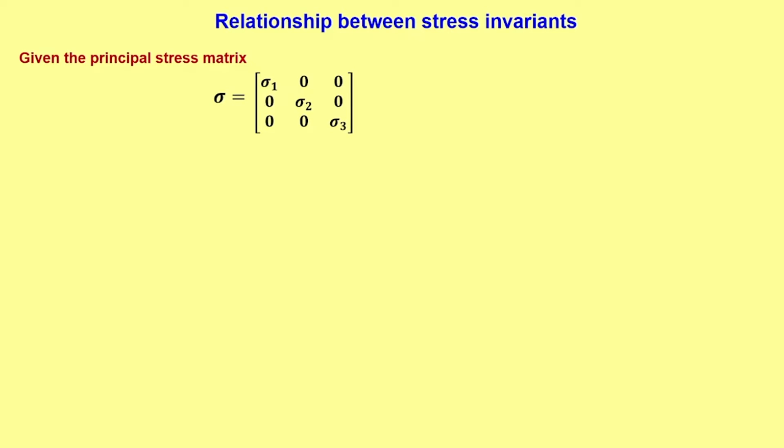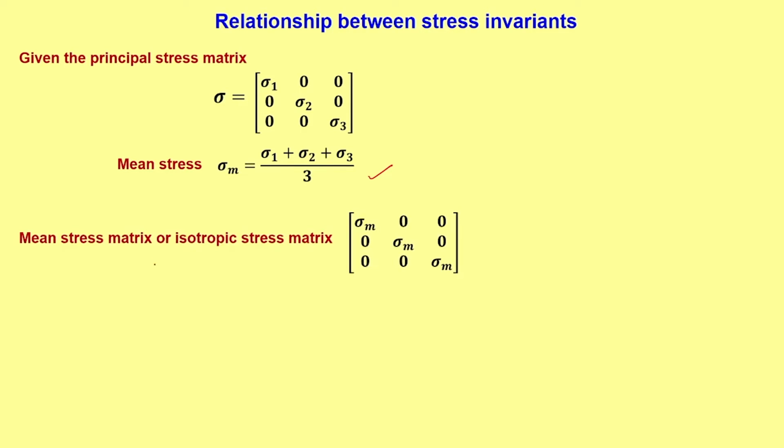We have seen that the principal stress matrix gives the same meaning and representation as any other stress tensor in a more simplified form because we have only diagonal elements. We can easily write the mean stress, which we know already: it is sigma 1 plus sigma 2 plus sigma 3 by 3. So, we can formulate the mean stress matrix or isotropic stress matrix, which is given as sigma m 0 0, 0 sigma m 0, 0 0 sigma m.